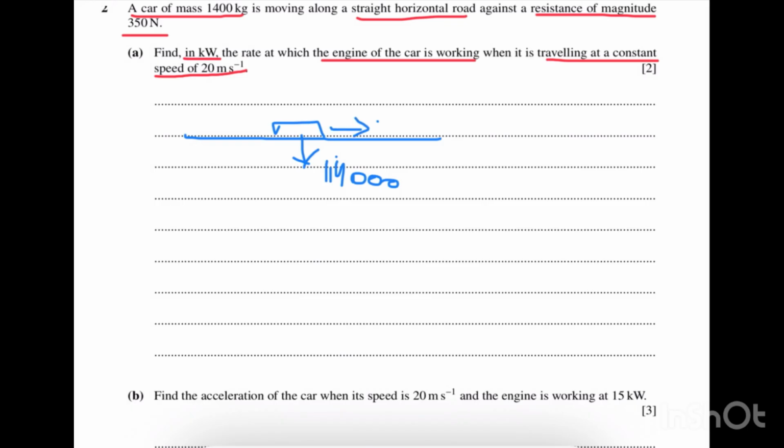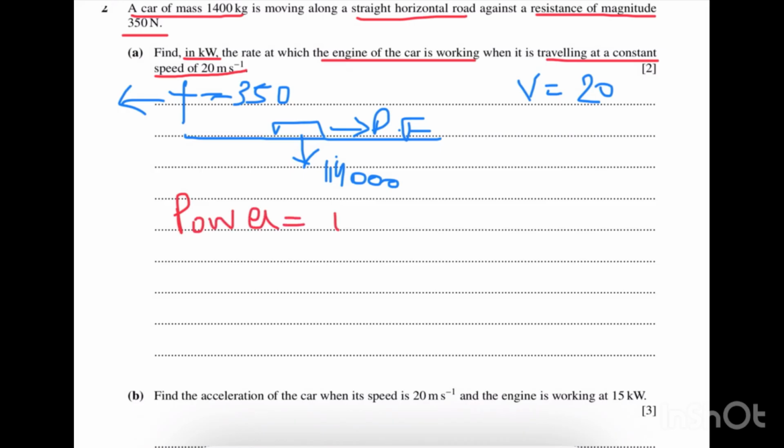So there will be a driving force, also known as the forward force. And they have told us that there is a resistance of magnitude 350 newtons, which is basically friction, 350, and it will act, let's say in this case, leftwards since the car is moving rightwards. And other than that, they have given us the speed at which it is traveling, which is constant, of 20 meters per second. So the key phrase in this question is the rate at which the engine of the car is working, which is just a fancy way of saying power, and in this case instantaneous power, and its formula is always equal to the driving force multiplied by the velocity.